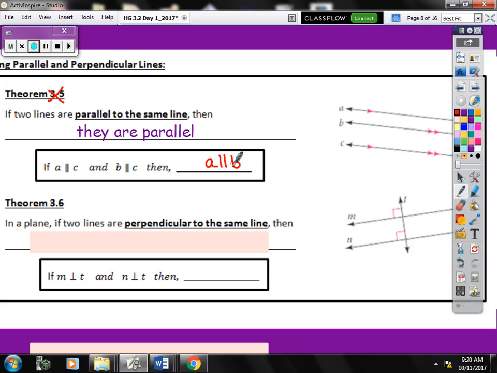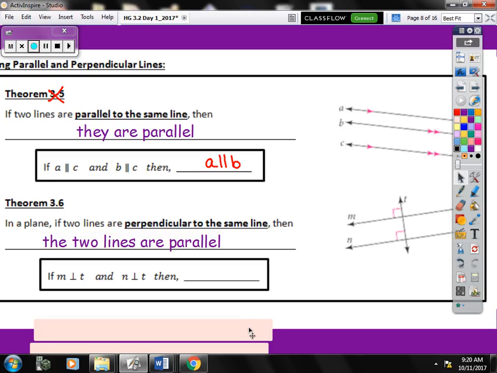Okay. The next one says, if in a plane, 2 lines are perpendicular to the same line, so if M is perpendicular to T and N is perpendicular to T, what could we conclude about M and N? They're parallel. And that's really actually using the converse of the corresponding angles theorem. Because if you know that these are perpendicular, you would be able to conclude that each of these is 90. And then these would be corresponding angles, right? So corresponding angles are congruent, then the lines have to be parallel. We would say line M is parallel to line N.